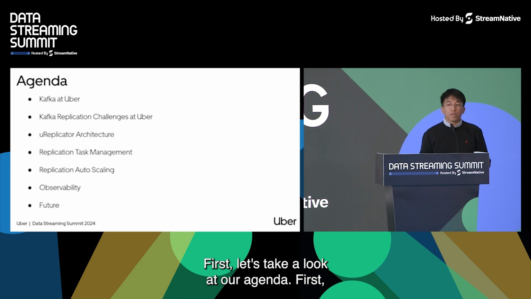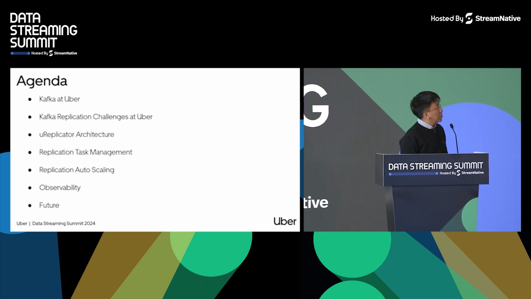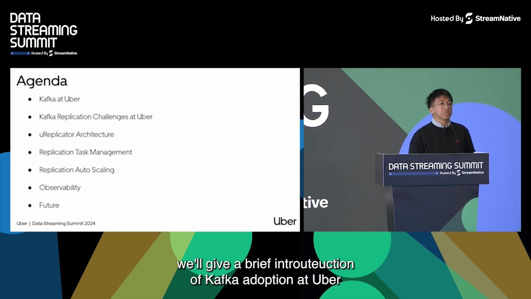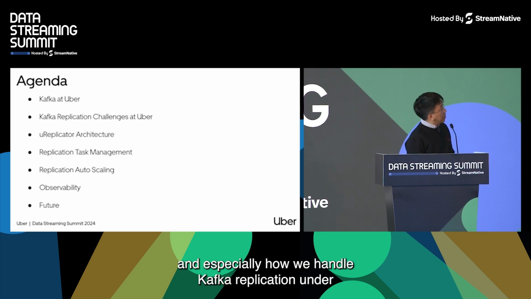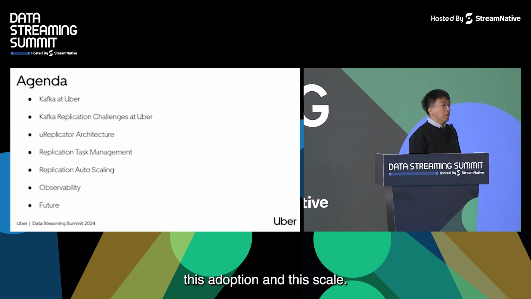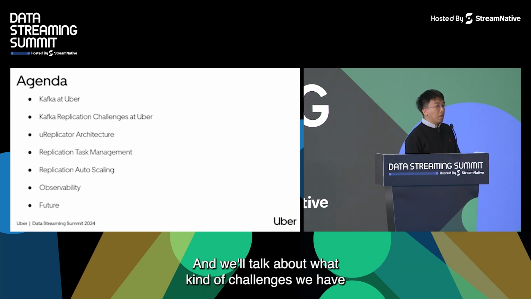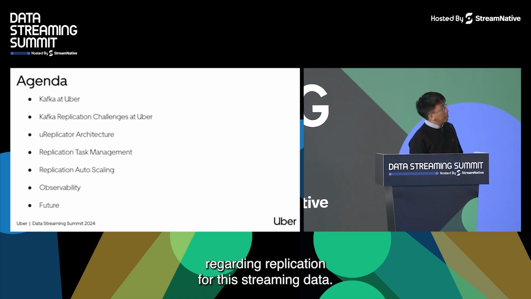First, let's take a look at our agenda. First, we will give a brief introduction of Kafka adoption at Uber, and especially how we handle Kafka replication under this adoption and this scale. And we will talk about what kind of challenges we have regarding replication for this streaming data.